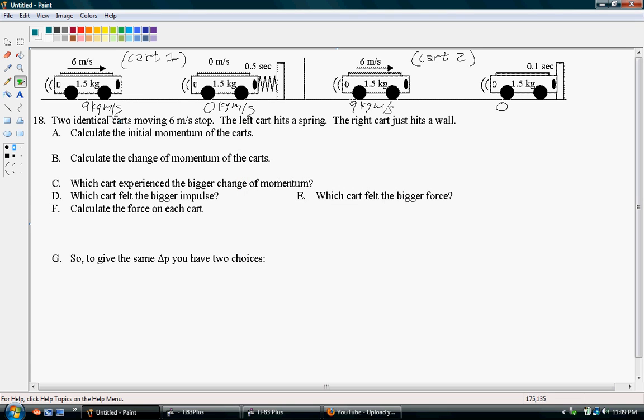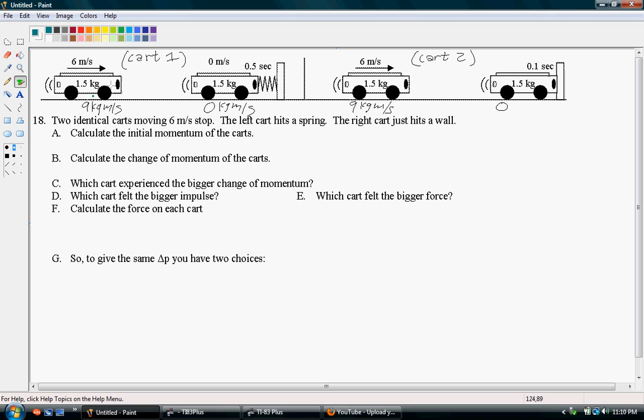Alright, so here we have two identical carts. We have a cart that has a mass of 1.5 kilograms moving 6 meters per second in this situation, and a cart over here with the same mass and the same velocity moving to the right as well. The left cart hits a spring while the right cart just hits a wall. So calculate the initial momentum of the carts.